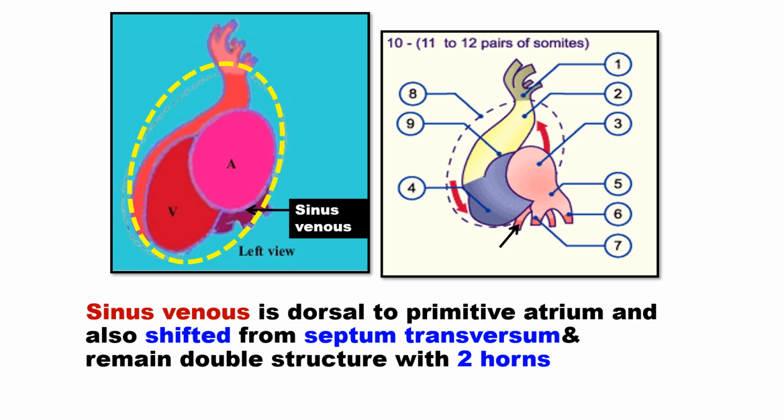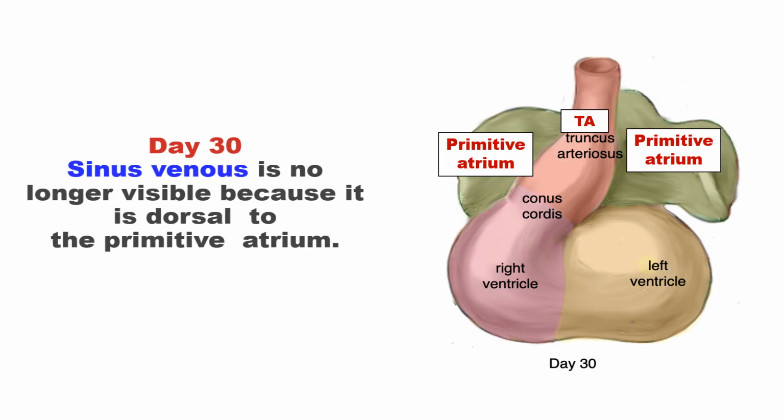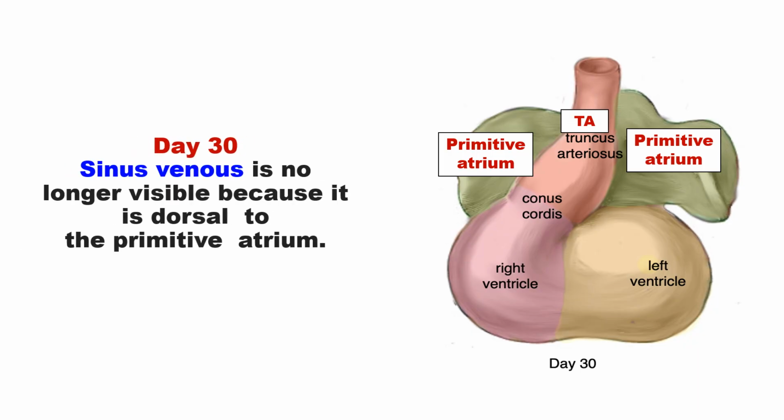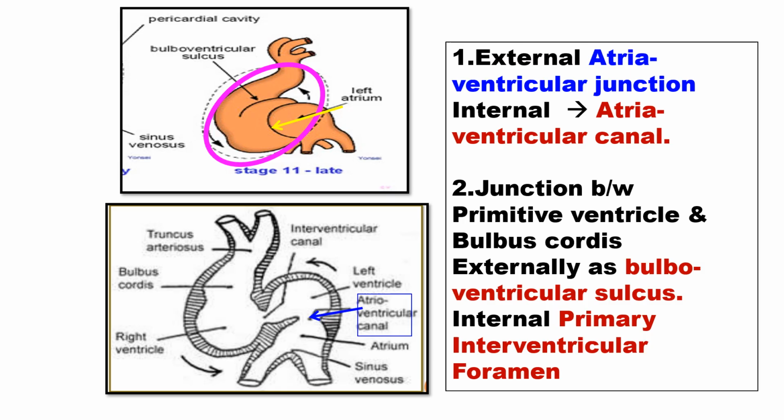The sinus venosus is dorsal to the primitive atrium and is also shifted from the septum transversum and remains as a double structure with right and left horns. The primitive atrium is dorsal to the truncus arteriosus. The sinus venosus is no longer visible because it lies dorsal to the primitive atrial chamber. It communicates with the primitive atrial chamber via the sinoatrial orifice ventrally.